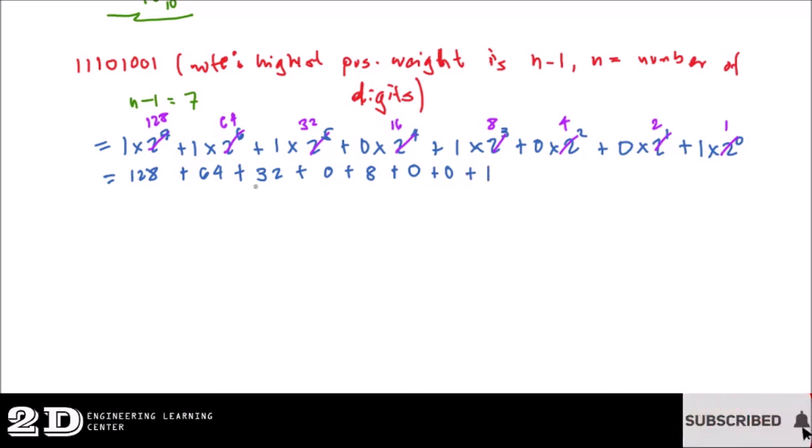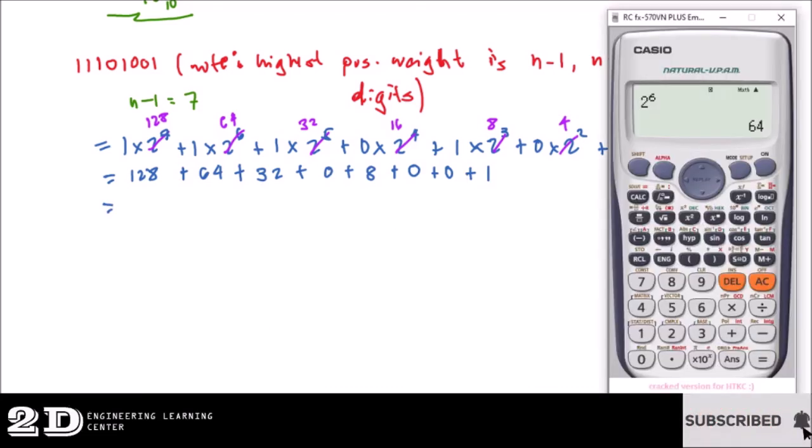We'll just count first how many terms we have. So the number of terms here will be equal to the number of digits here. So you have 1 2 3 4 5 6 7 8, so it's correct. So we will have 128 plus 64 plus 32. So we could neglect this one, plus 8 plus 1.